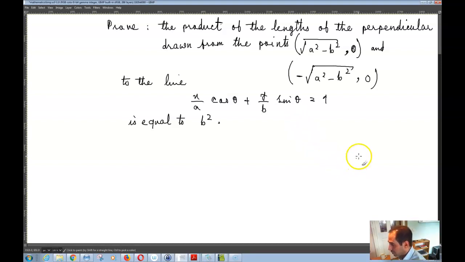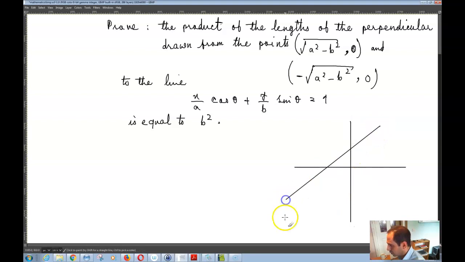So suppose that you have a line, for example this line over here, and you have 2 points and you draw 2 perpendiculars. For example, the situation is like this. Suppose that you have a line over here and you have, for example, 2 points, both on the x-axis. For example, this point over here and this point over here.